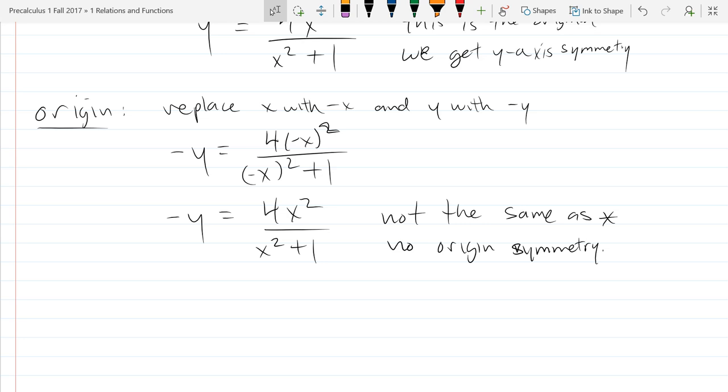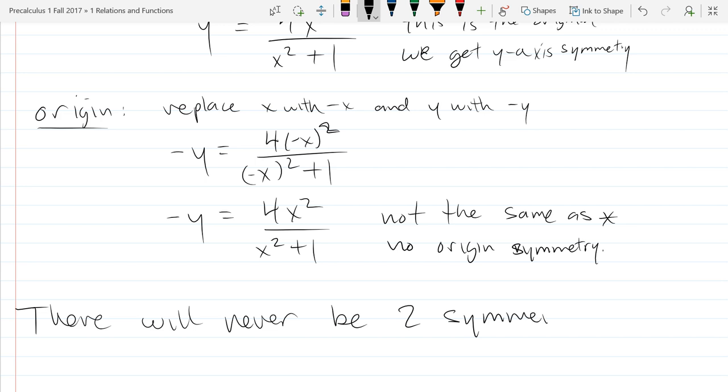I'll give you a little logical shortcut that will help out a little bit. It's not terribly useful until you do polar graphing next quarter. But you cannot have two symmetries. You either get no symmetry, one symmetry, or all three. There can never exist just two symmetries. So the possibilities are no symmetries, one, or all three.